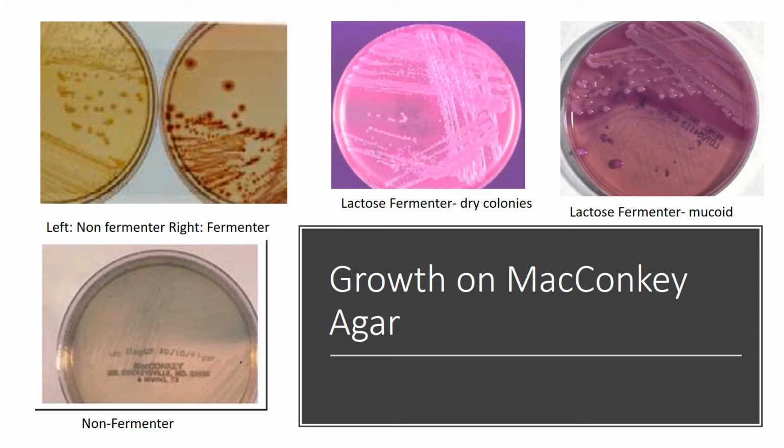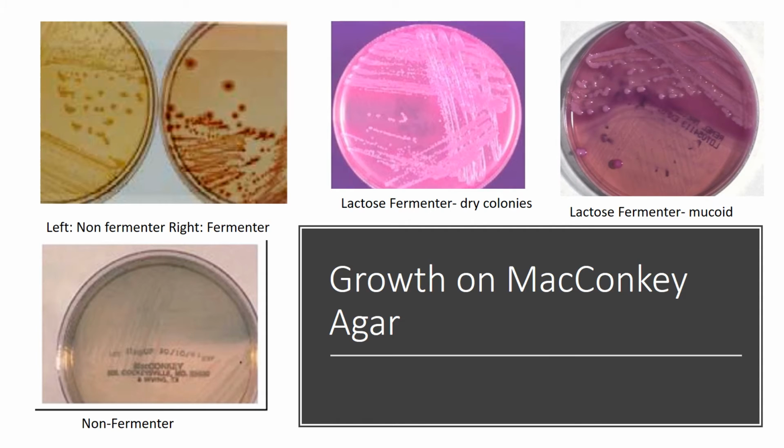And the middle image is a lactose fermenter with dry colonies. This is very typical of Escherichia coli, or E. coli. Some of your Citrobacter and other Enterobacter species, but typically this is what E. coli would look like. But any lactose-fermenting Enterobacteriaceae will present this kind of colonies on MacConkey.